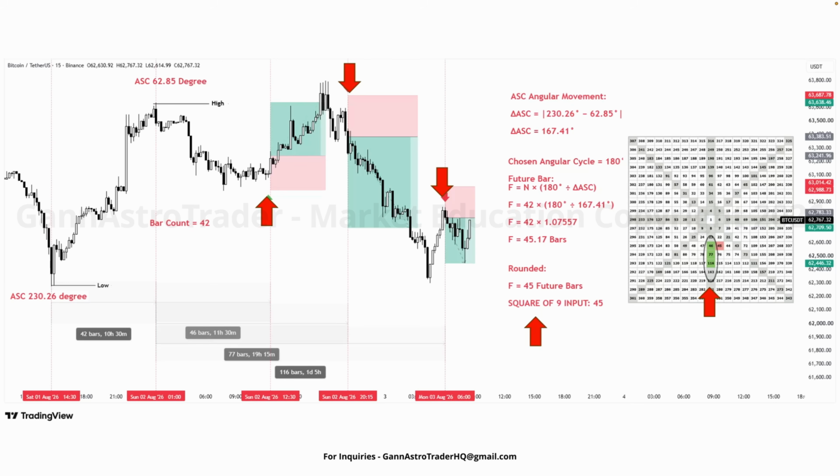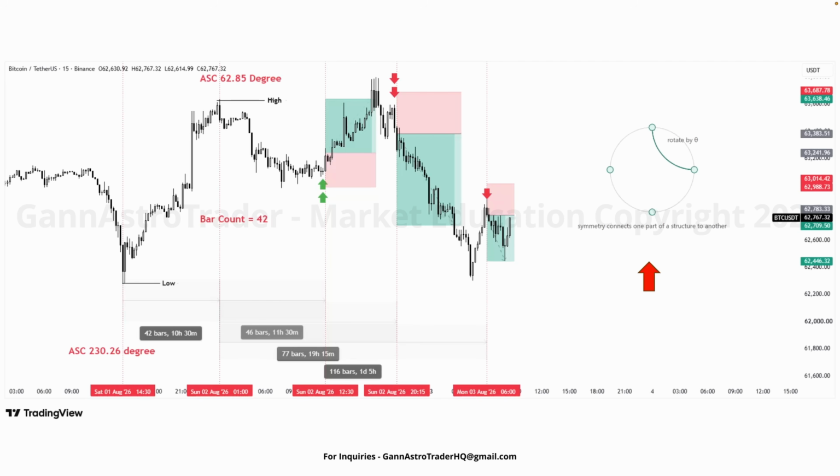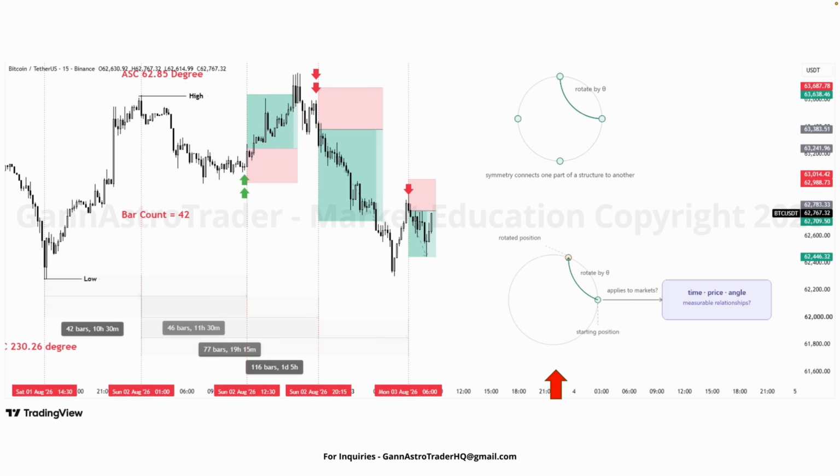Before we move further, let's look at another mathematical idea that is closely related to the way we are studying market cycles, which is symmetry. In mathematics and geometry, symmetry describes a relationship where different parts of a structure correspond to one another according to a particular rule. A simple example is a circle. If we rotate a circle through a specific angle, we can arrive at another position that has a defined geometric relationship with the starting position.